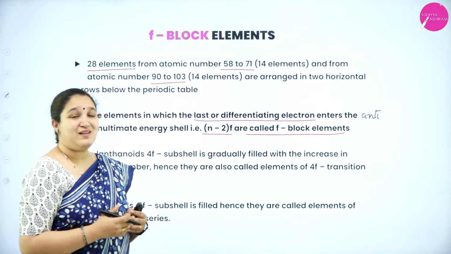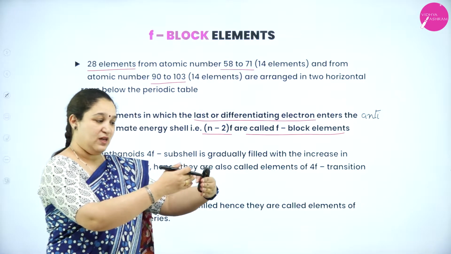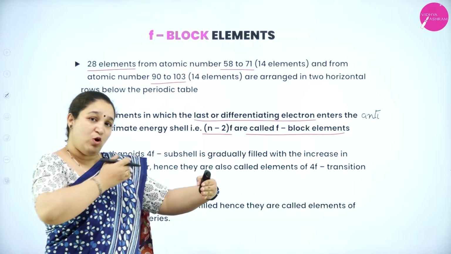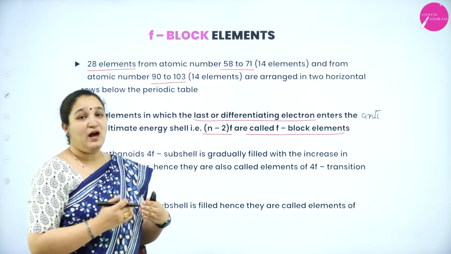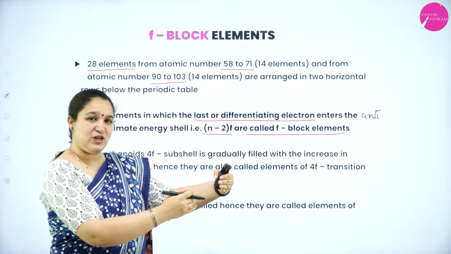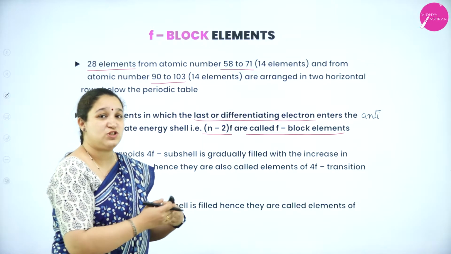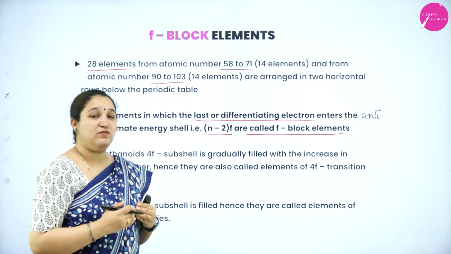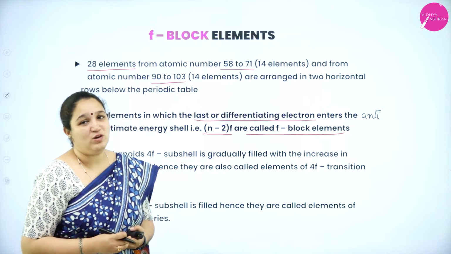Now, for example, what is the antepenultimate shell? The ultimate shell is the last shell. Just one shell before that is the penultimate shell. One more shell behind that we call the antepenultimate shell. For example, the ultimate shell is 6, the last shell. So the penultimate shell will be the 5th shell and the antepenultimate shell will be the 4th shell. So the F orbital of the antepenultimate shell will be filling up. Then we call them F block elements.